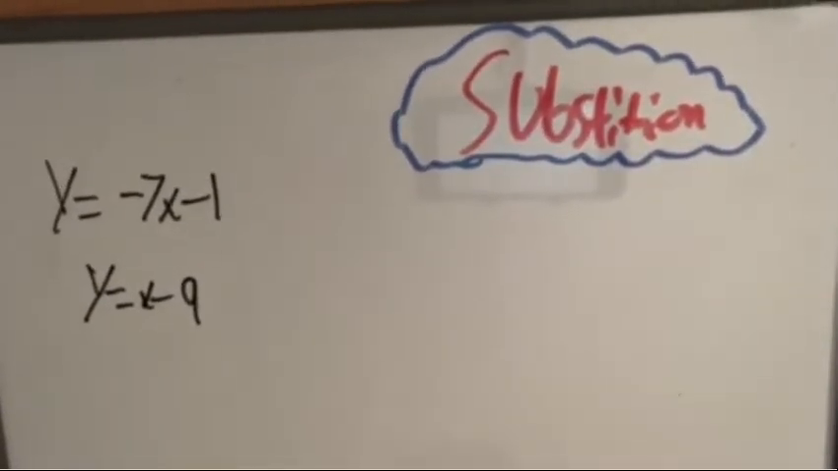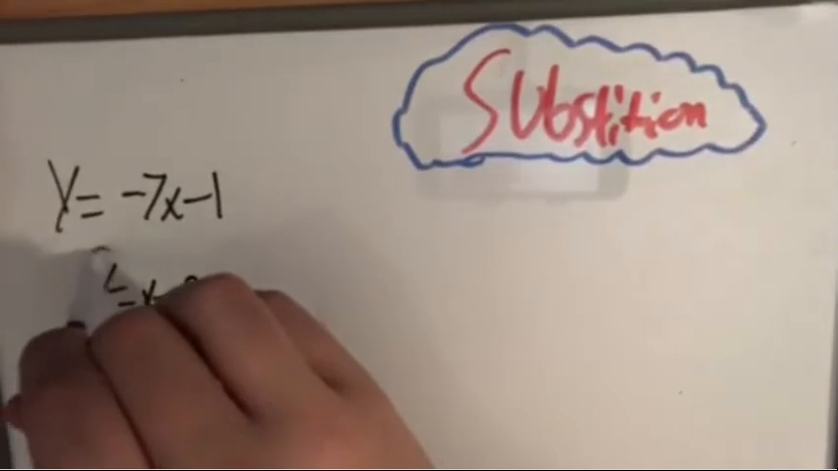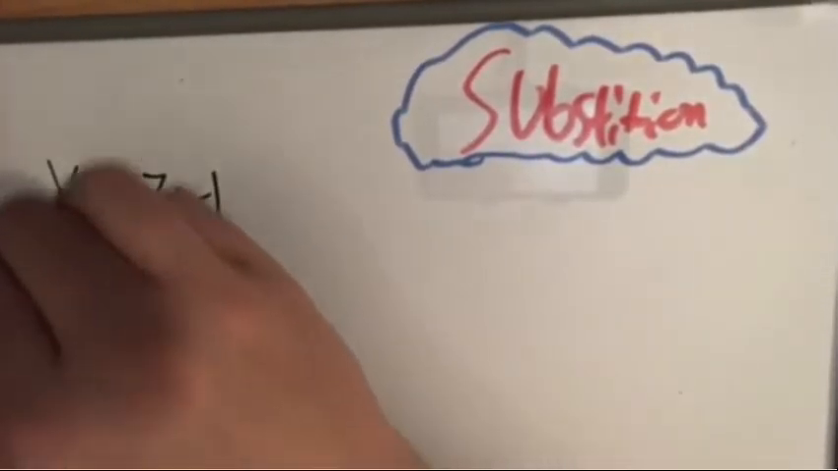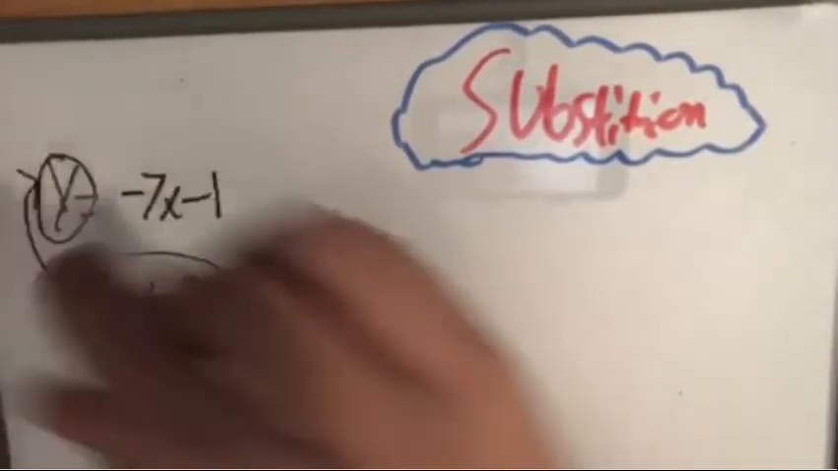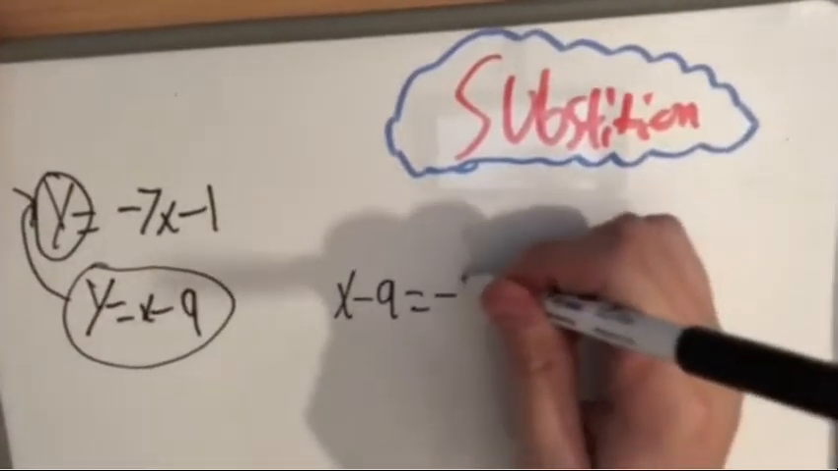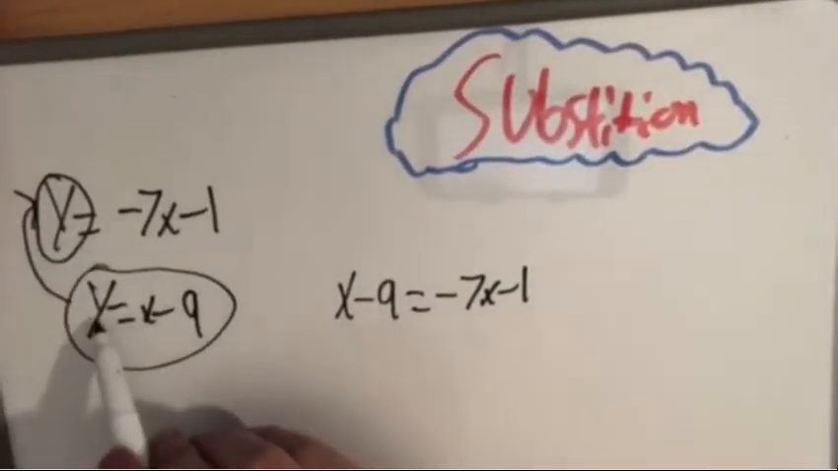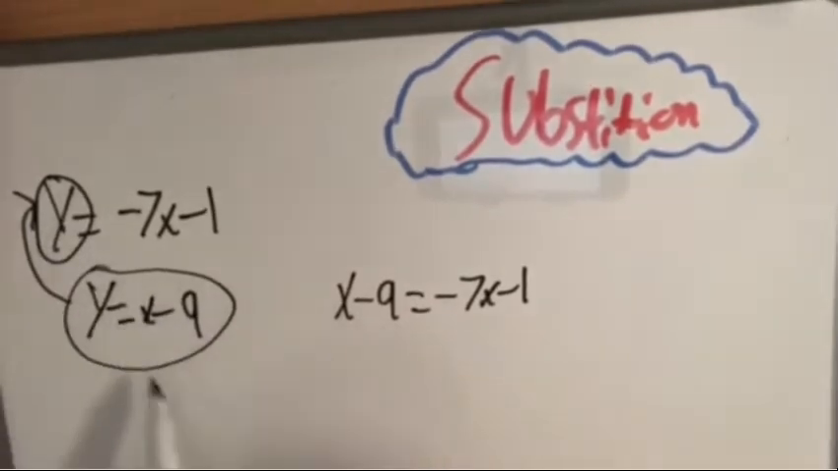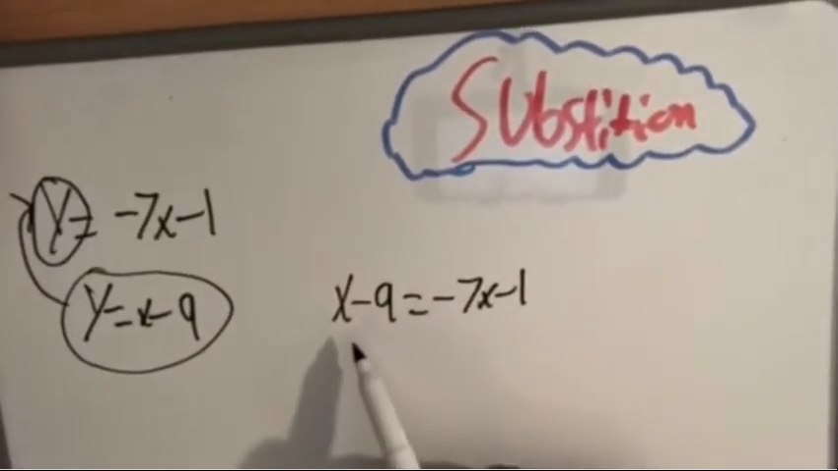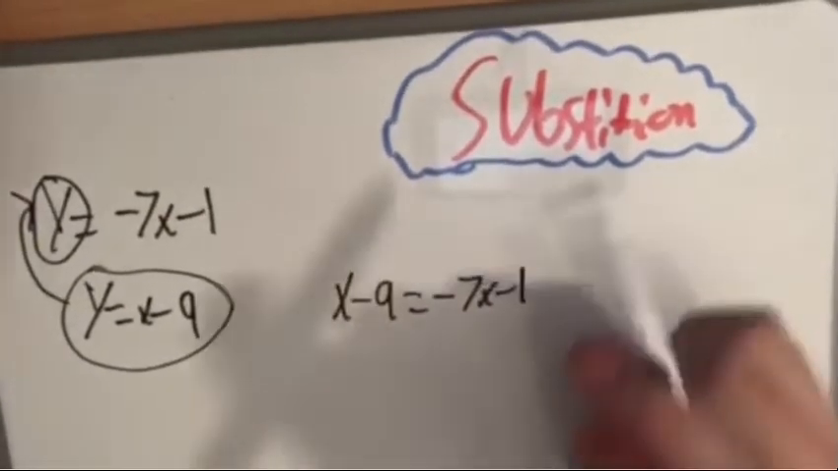Up next, we have substitution. We substitute one variable into another. With this problem, we're going to be taking this and substituting it to replace this y right here. So to write it out, we get x minus 9 equals negative 7x minus 1. Because we replace the y here with this equation right here. So then we're going to cross out, let me get a different colored marker.